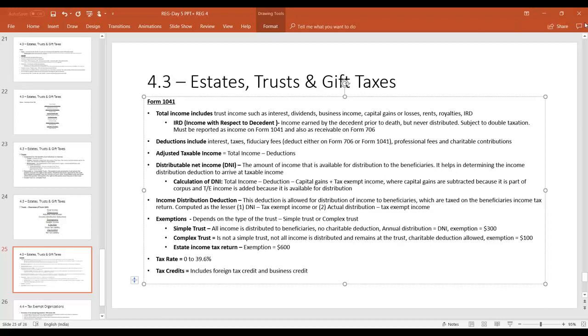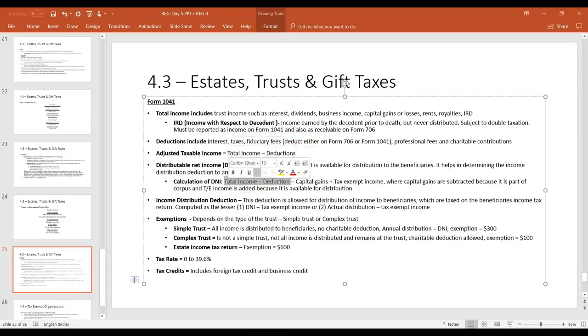Guys, DNI is a very important concept, and I want you to understand this well. I'm just repeating it again. DNI helps in determining the IDD, which is the income distribution deduction. So what is DNI? It is the total amount of income that is available for distribution. You start with your adjusted taxable income, or you can start with your total income, because your adjusted taxable income is your total income less deductions. This is the same as this.